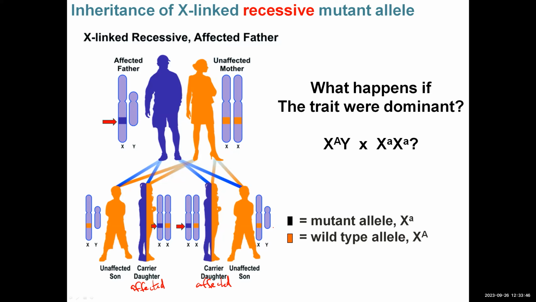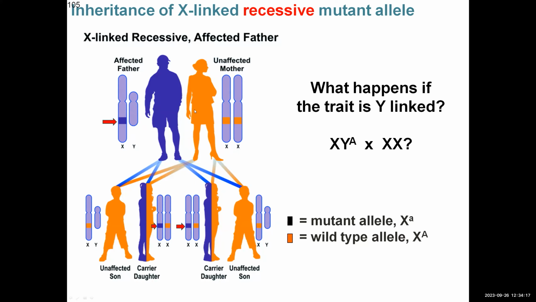This kind of sex bias, where the females are affected but the males are not, or vice versa, is again a suggestion that this is going to be a linked disease. If instead of being X linked, it were Y linked, how would that change who was affected? He's going to give the Y now to his sons, and all of his daughters would be unaffected.